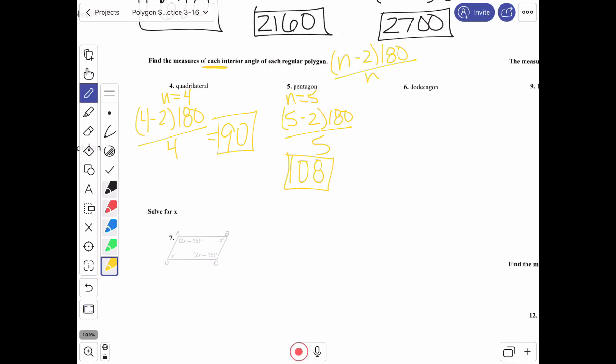For a dodecagon, I would have told you this, but it's a 12-sided shape. Don't worry about memorizing up past a heptagon. So, you only have to remember up to 7 sides. So, for 12, we would have 12 minus 2 times 180 divided by 12. And for this one, you get 150. So reminder, we were just finding the measure of each interior angle. So we weren't finding the sum. That's why we had to divide at the very end.